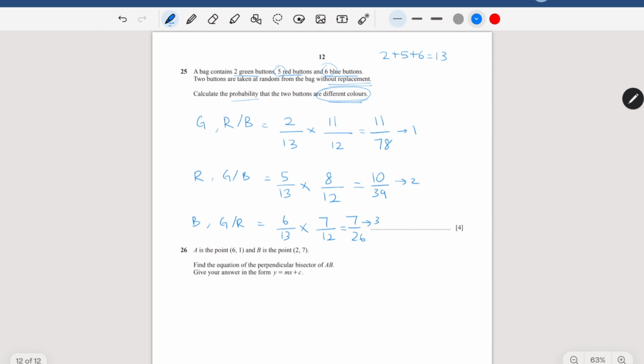So what we need to do is add the first case plus the second case plus the third case. Okay, let's solve this. Okay, so we get a probability of 2 over 3. Okay, this is the final answer. So the probability that the 2 buttons are different colors is 2 over 3.